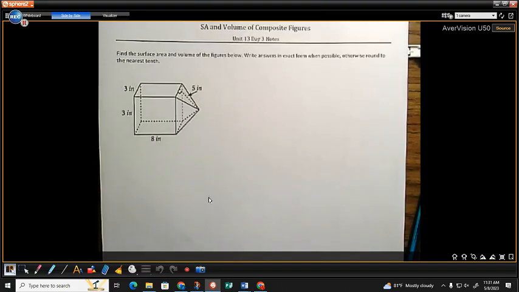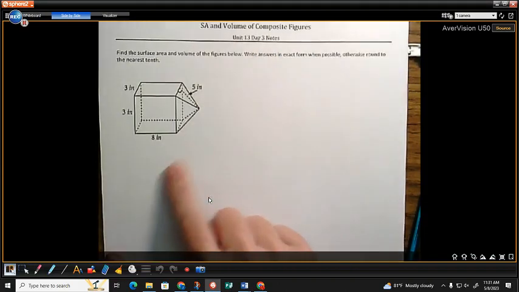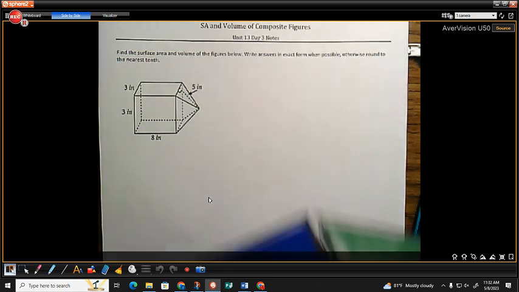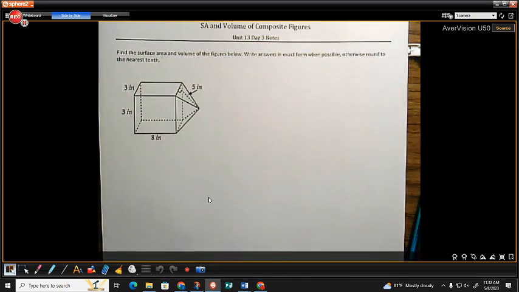For day 3 today, we are going to be doing composite figures. It's where we've stuck a bunch of junk together. And so I don't have a formula for this weird pointy house that fell over shape. In order to find its surface area and volume, I need to figure out, okay, what can I break it into that's less scary? What can I break that into that's doable with the formulas we got?